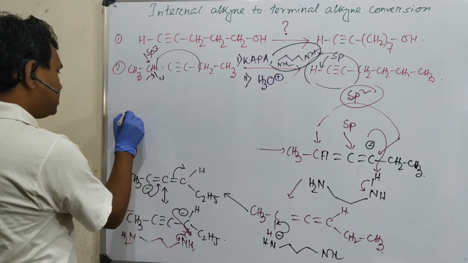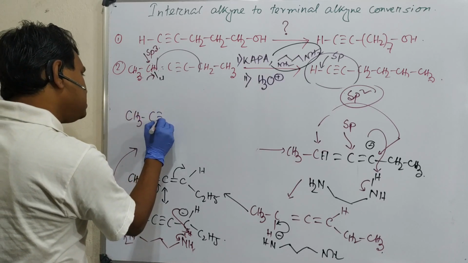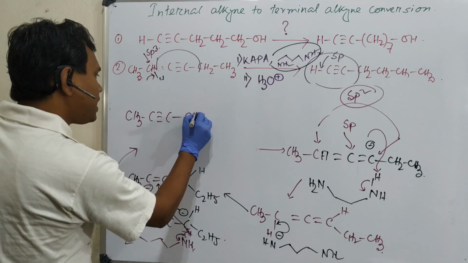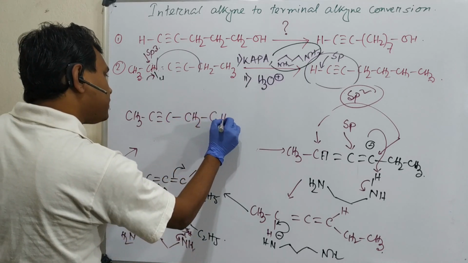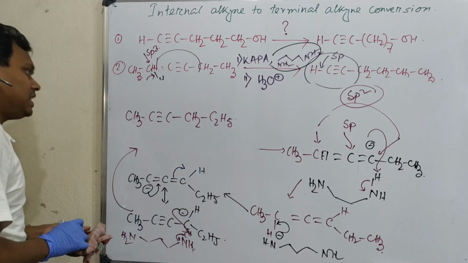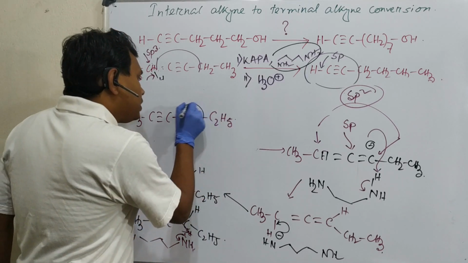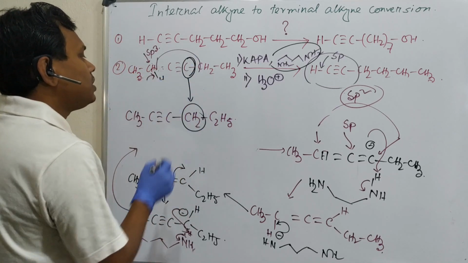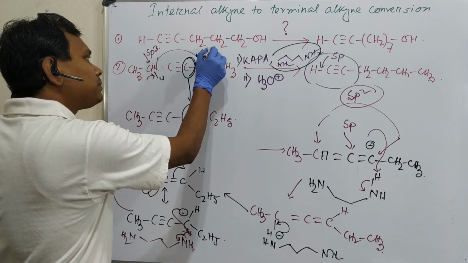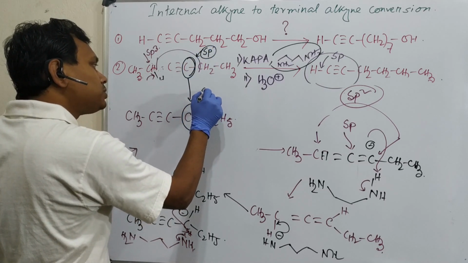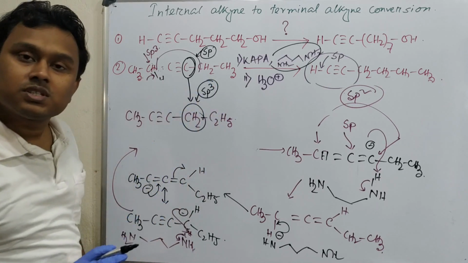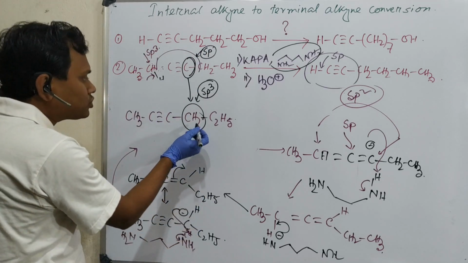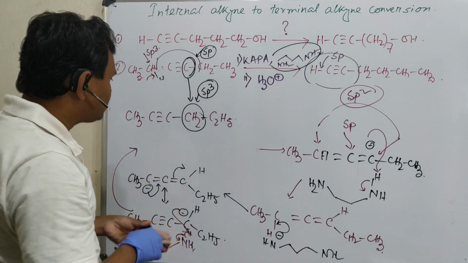So what is the product? Product is CH3, C triple bond C, CH2, C2H5. Now please focus on this CH2. This carbon is now CH2. So see, the sp carbon is now converted into sp3 because of this. Actually, it is a shift of bond, a rearrangement of bond. So now the question is how this thing will happen.